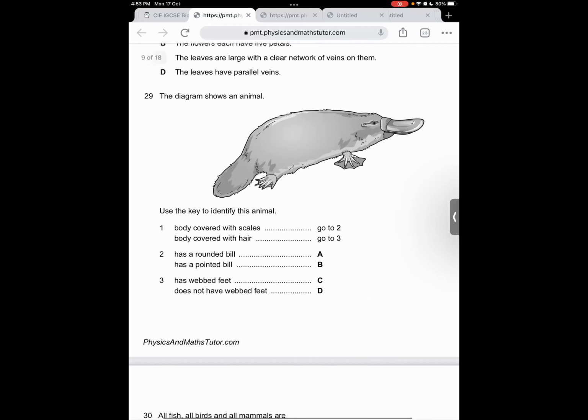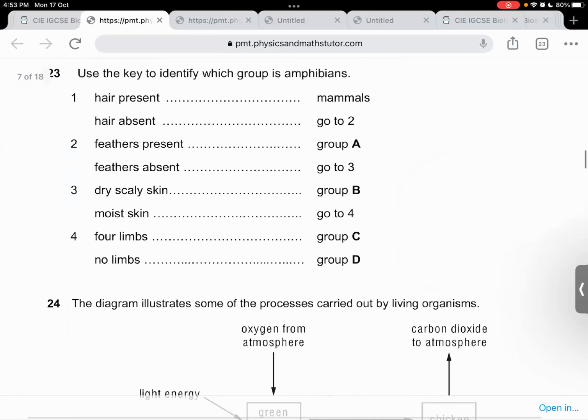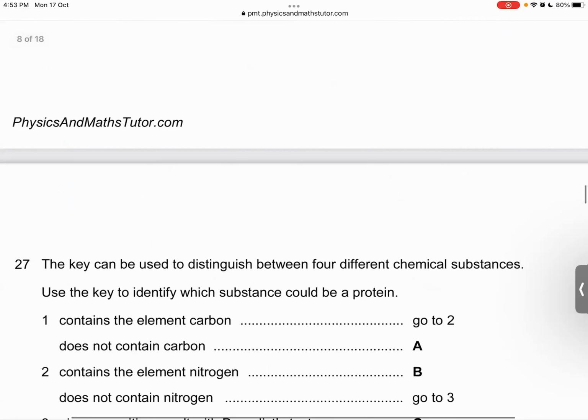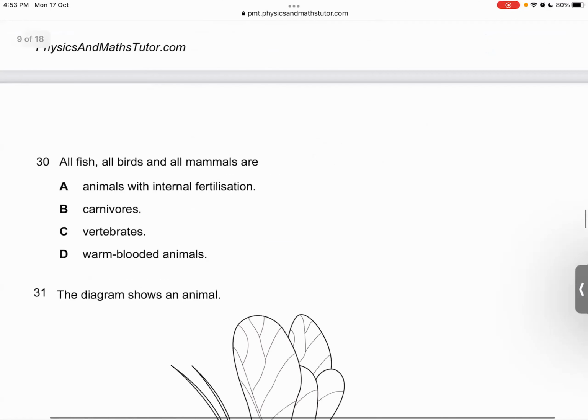The diagram shows an animal. Use the key to identify the animal. Again, yes, this one. Is the body covered with scales? No. Then, is the body covered with hair? Yes. Then, go to 3. Does it have webbed feet? Yes, Miss. C. The answer is C.